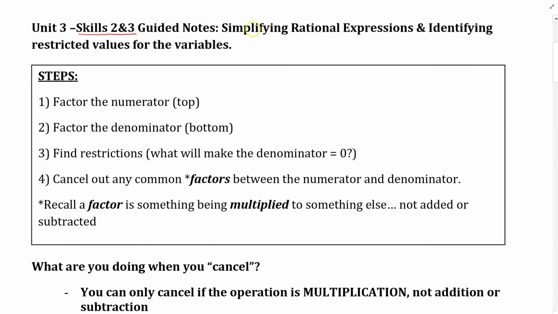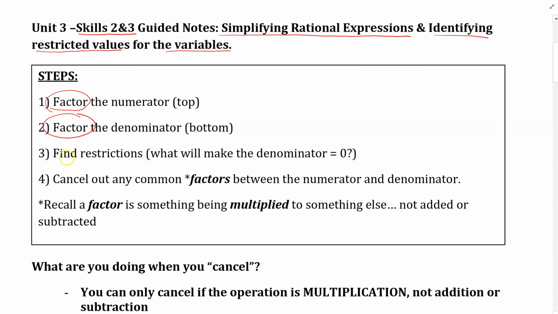These notes will cover the skill for simplifying rational expressions as well as identifying restricted values for the variables in those expressions. The steps are fairly straightforward. Basically, we're doing a lot of factoring. We're going to have to factor the numerator. We will then factor the denominator.